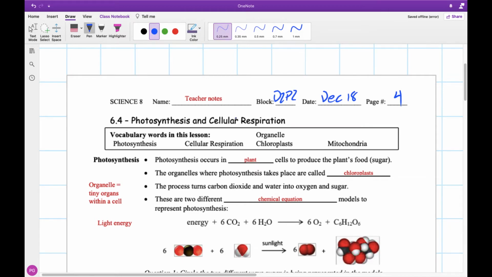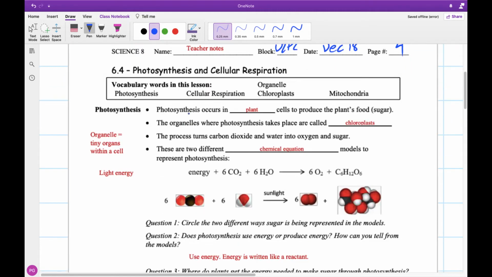Today we're going to be talking a little bit about photosynthesis and cellular respiration, which is something we mentioned a little bit last time when we were talking about the parts of the cell, in particular chloroplasts, which do photosynthesis, and cellular respiration, which is done by our mitochondria. Now before we dive into our notes, make sure you put your name at the top, the block, the date, and this is going to be page 4 of our notes.